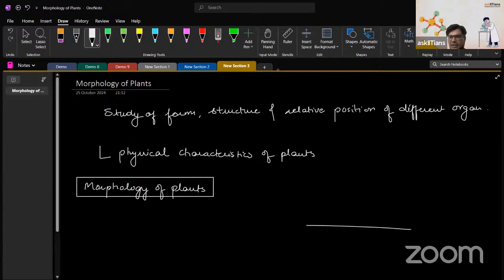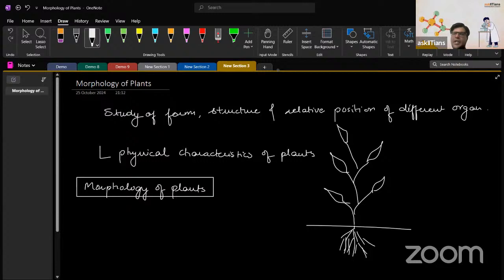Usually, this is a plant. Let's make a plant maybe. Usually, a plant has a stem. It has roots. That is your standard plant, right? It has leaves on it. Let's draw some leaves. It has flowers on it. It has branches and all that.